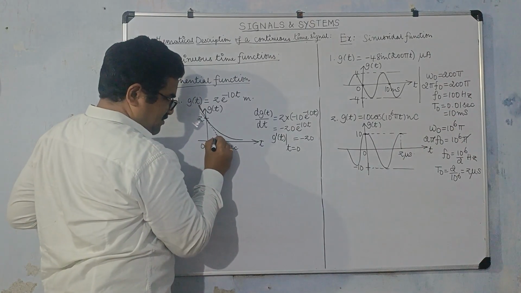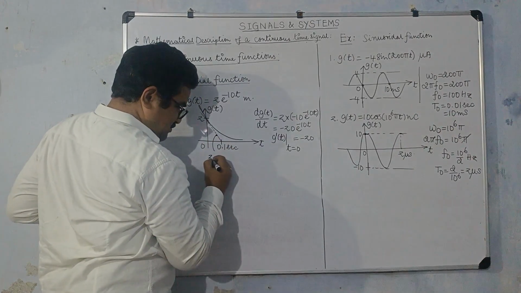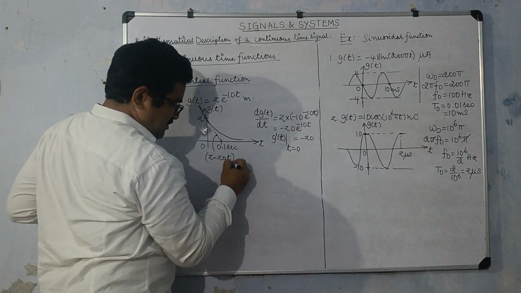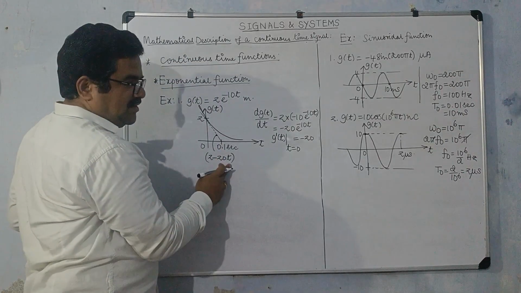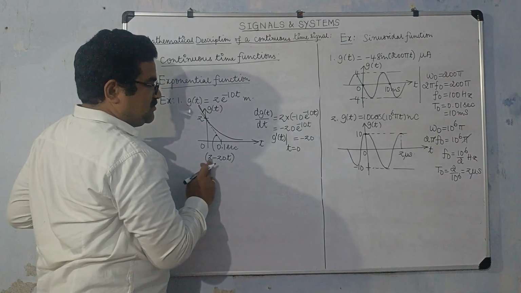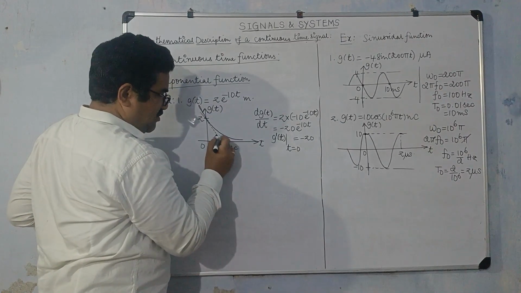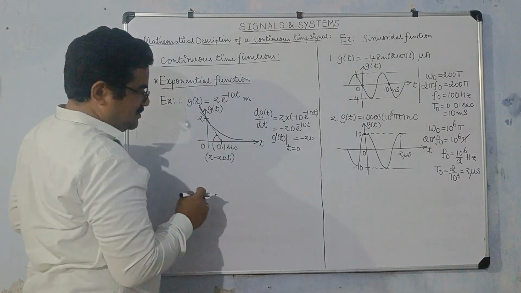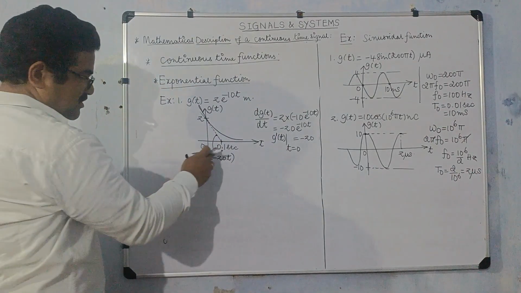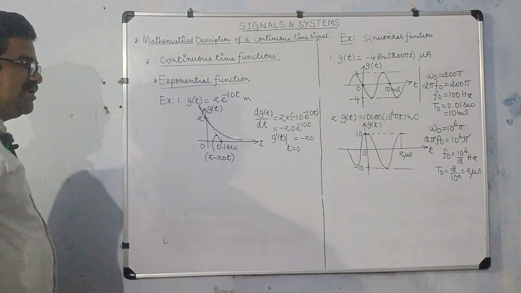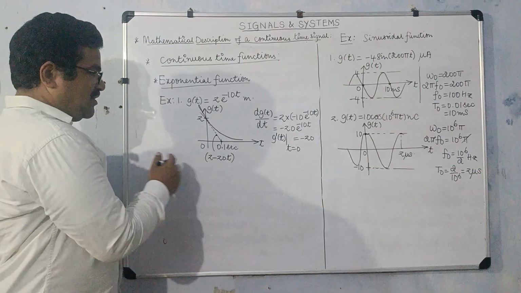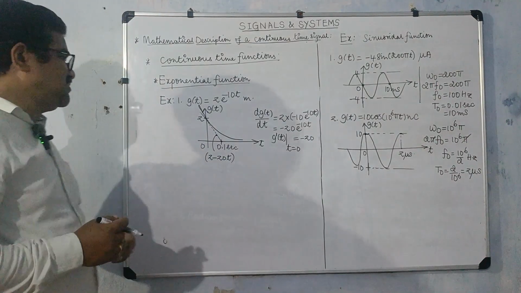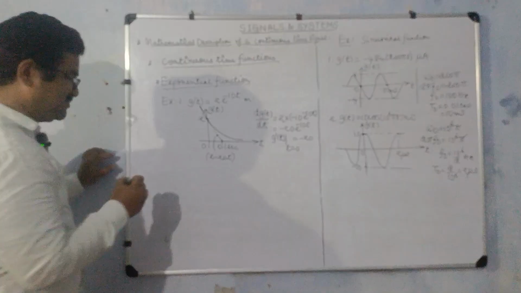And at t equal to 0, what is its amplitude? 2. So what is the equation for this straight line? 2 minus 20t, isn't it? At t equal to 0.1, 20 into 0.1 is 2, so 2 minus 2 is 0. So the amplitude of this straight line becomes 0 at t equal to 0.1 second. That is how we got this time axis intercept as 0.1 second. So this is one exponential function.